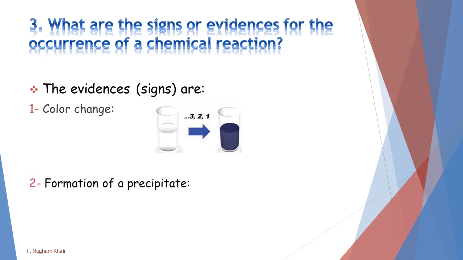Formation of a precipitate. What's a precipitate? Precipitate is an insoluble substance that appears in the bottom of the container where the reaction was taking place, and it reveals a chemical reaction. If we mix liquids together and we get a solid, this is due to a chemical reaction.